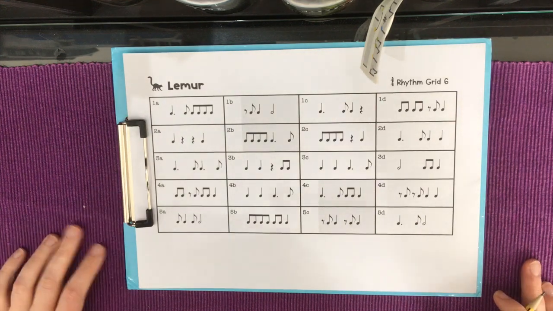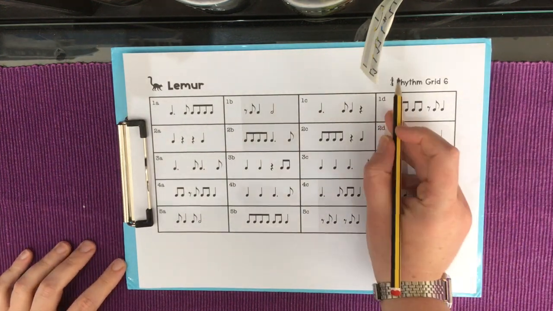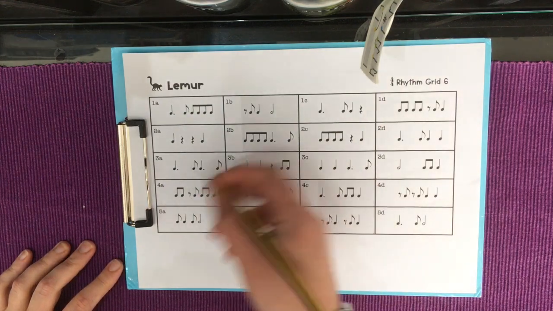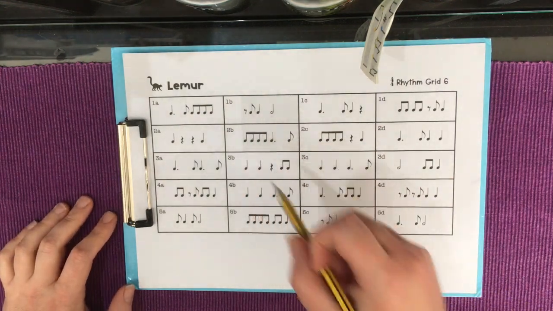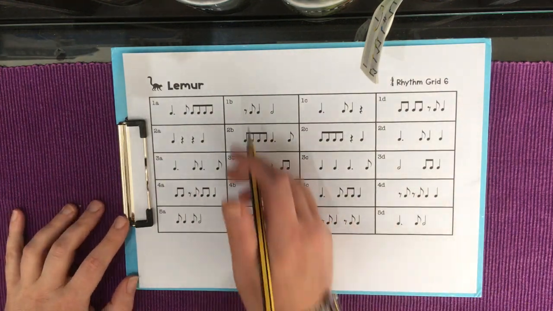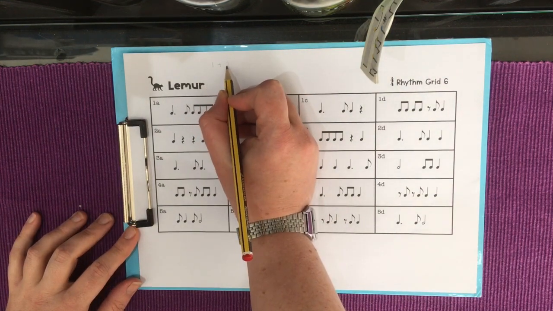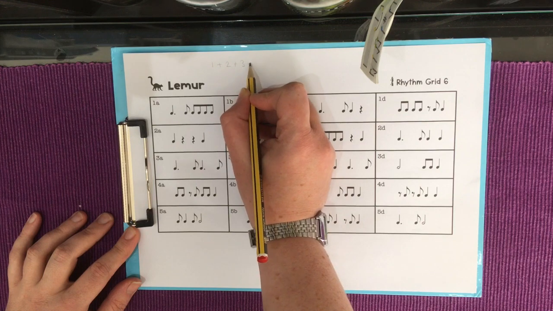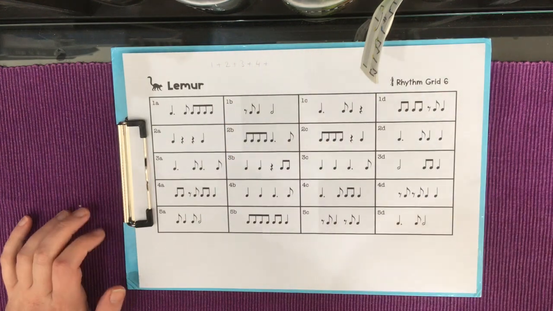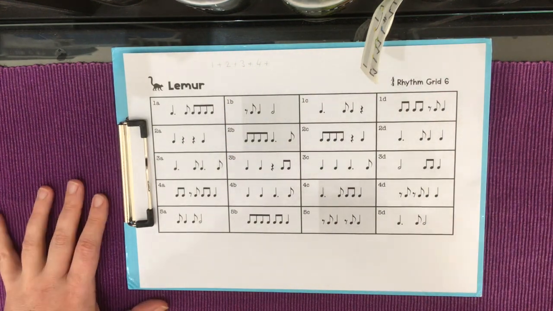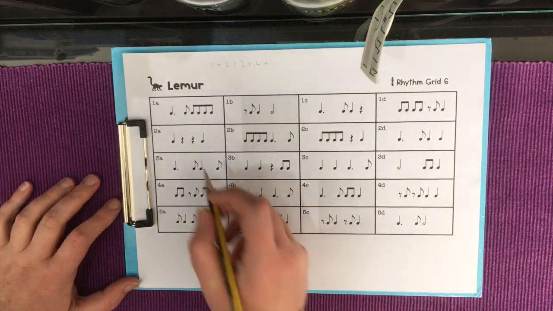Okay, for our Lemur Rhythm badge, we are in 4/4, and a quick glance shows me that there are quavers and quaver rests in this piece of music, so that means I need to subdivide the beat. So I'm going to have 1 and 2 and 3 and 4 and in every single bar. Okay, let's go straight to the first one.